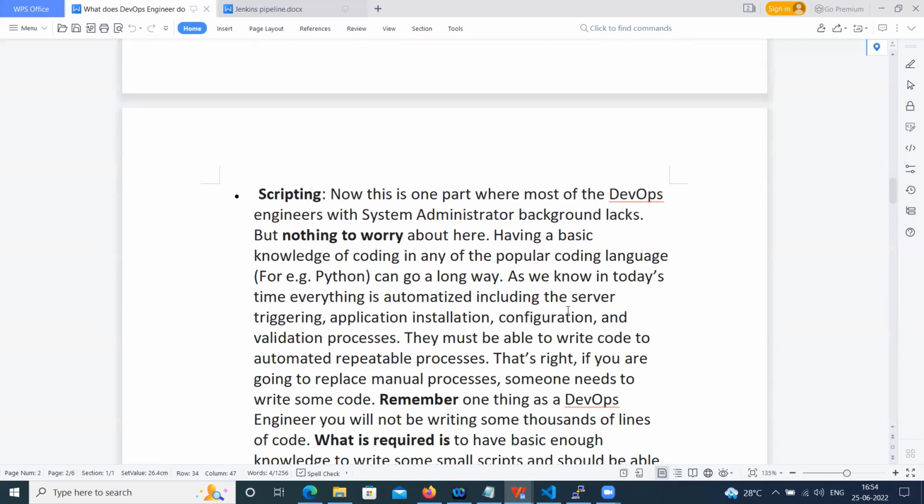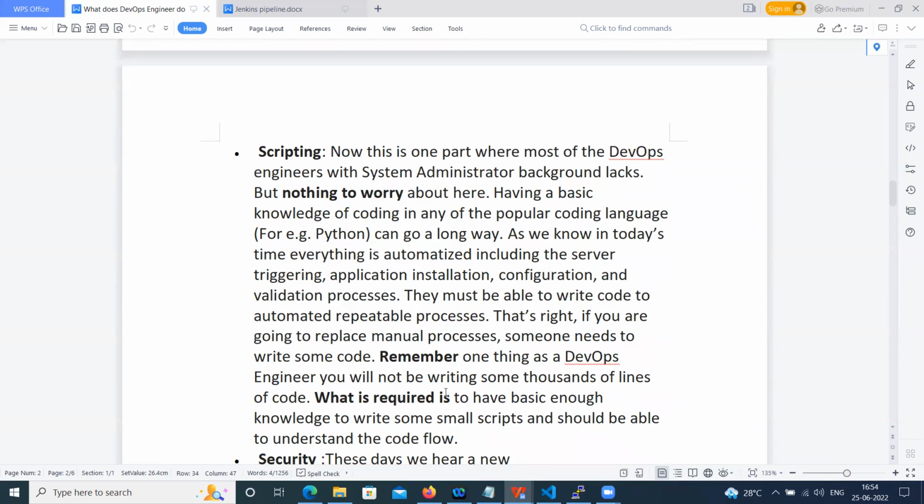We can use code for server provisioning, application installation, configuration, and validation processes. They must be able to write code to automate repeatable processes. That's right. If you are going to replace a manual process, someone needs to write some code. Remember one thing, as a DevOps engineer, you will not be writing thousands of lines of code. What is required is basic enough knowledge to write some small scripts. Unlike a developer, we don't have to write thousands of lines of code. But whenever we need to automate a repeating task, that can be achieved using a script, and we have to write that script. You should be able to understand the code flow.